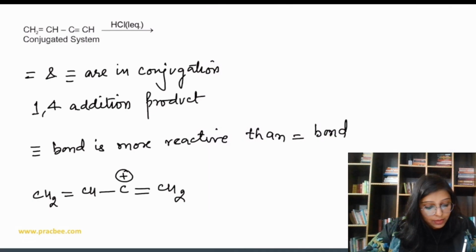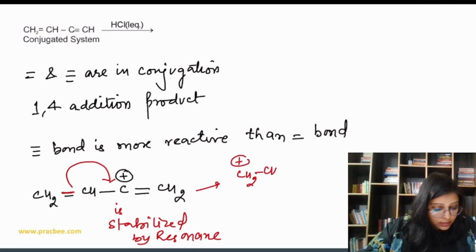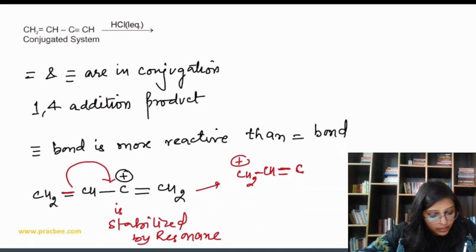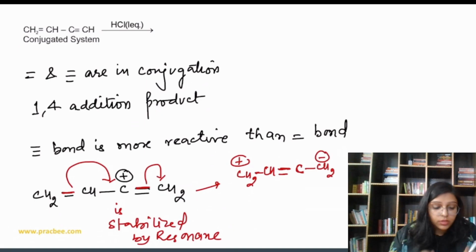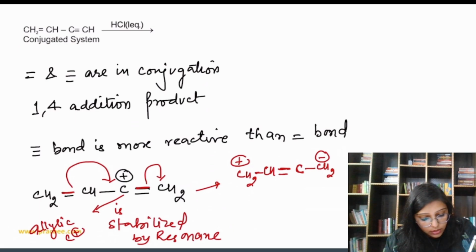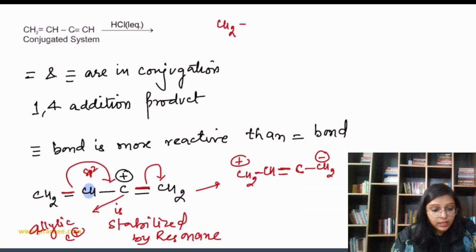But this carbocation is stabilized by resonance. See, we get this. ठीक है बेटे? So here we get CH2 positive, CH double bond C, right? So we have this, and then this bond should shift over here. So we can have the resonating structure, or we can also say that this is going to be the allylic carbocation, है ना? Why? Because this next carbon is sp2 hybridized. So this is resonance stabilized. That's why we get CH2 double bond CH and Cl double bond CH2.